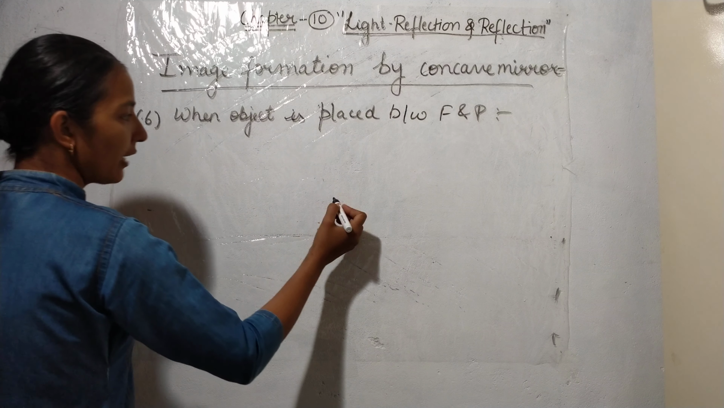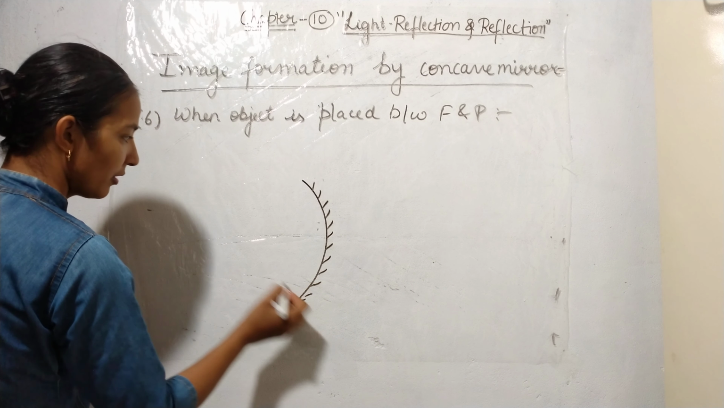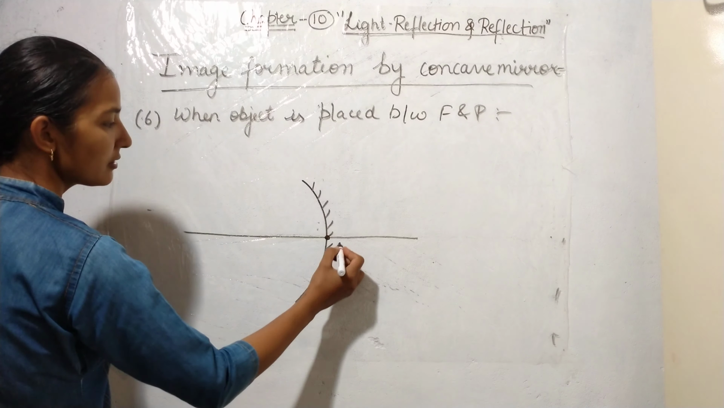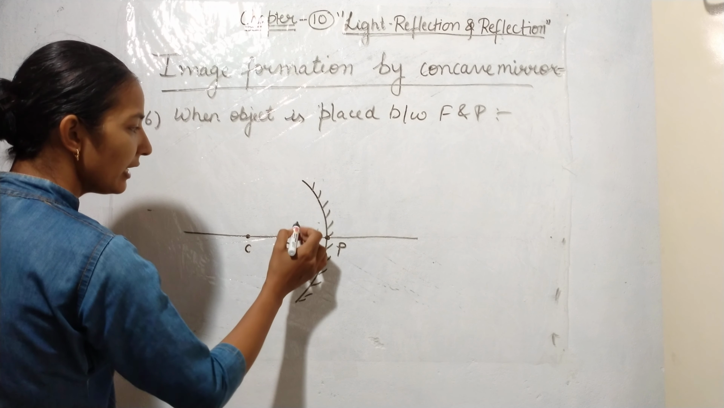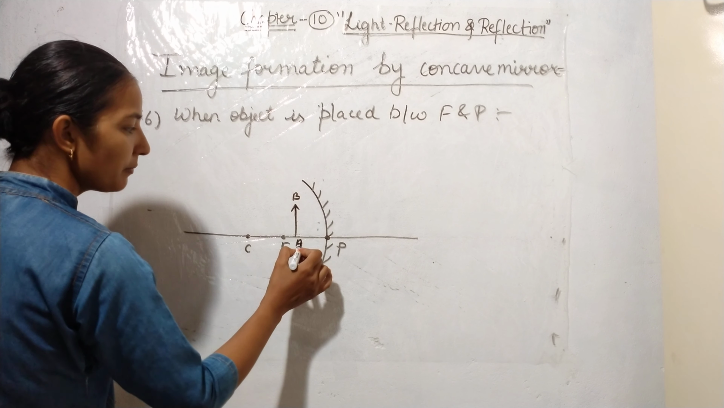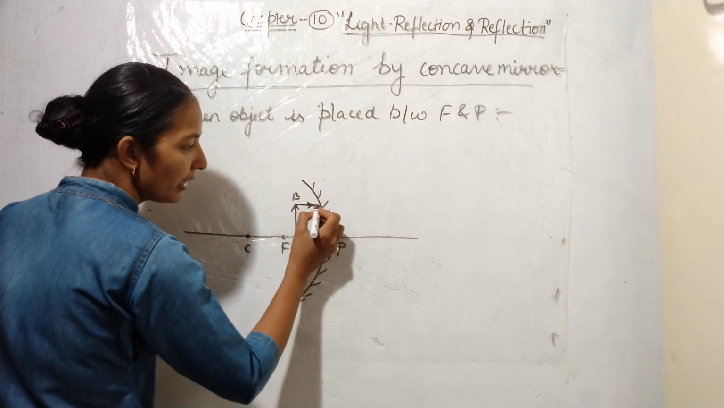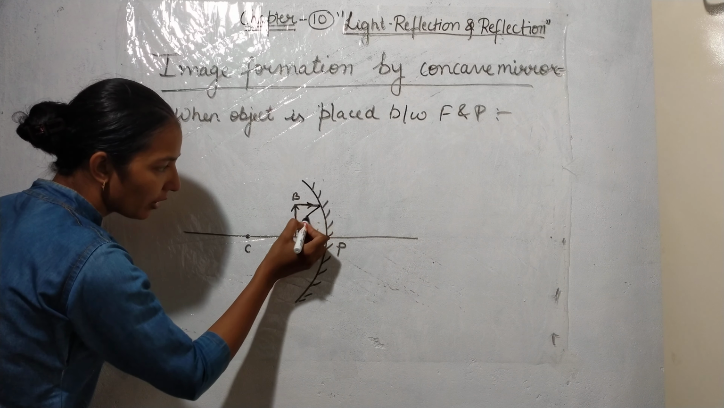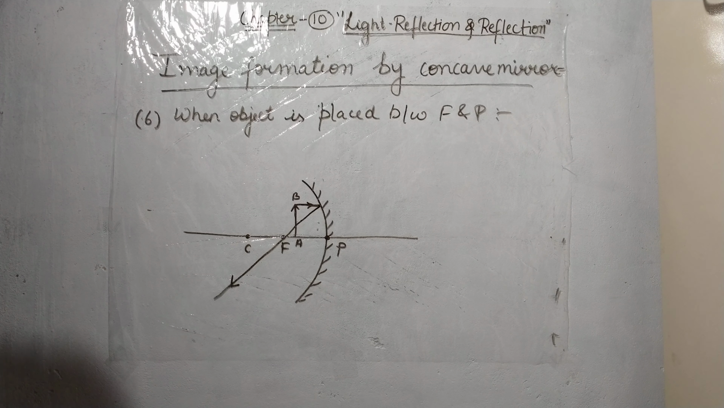So let's start. This is the mirror, and this one is the principal axis. This is the pole, center of curvature, and focus. So if the object AB is present between focus and pole, then the incident ray which is parallel to the principal axis will pass through the focus after reflection from the mirror. So this is one of the reflected rays.